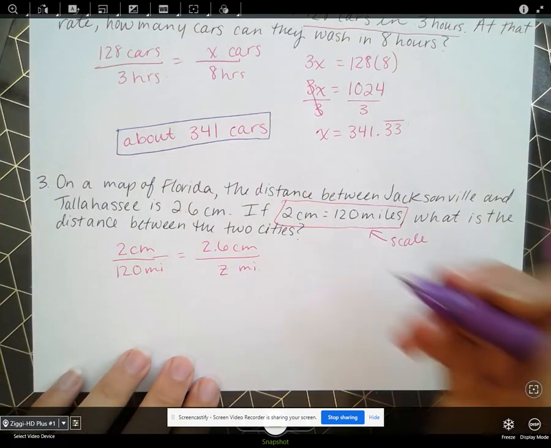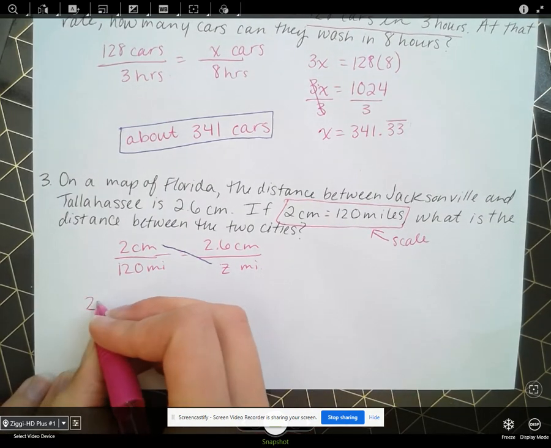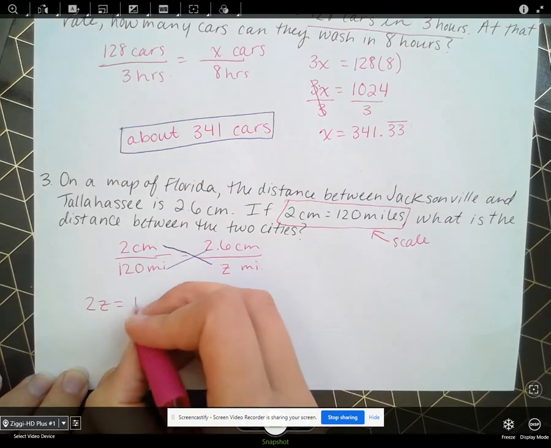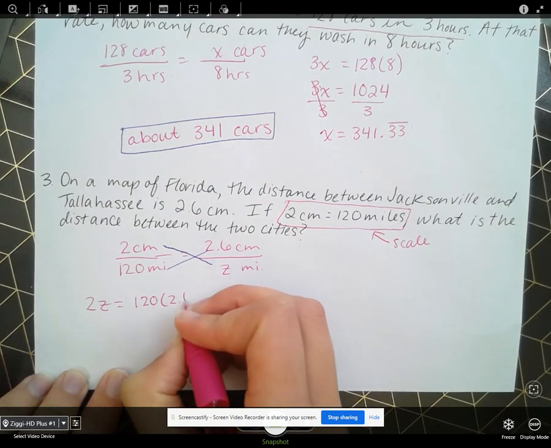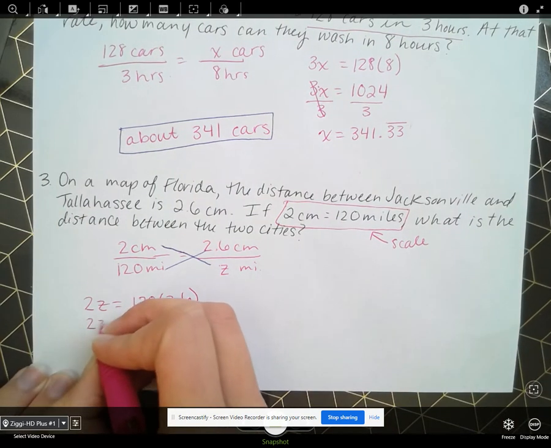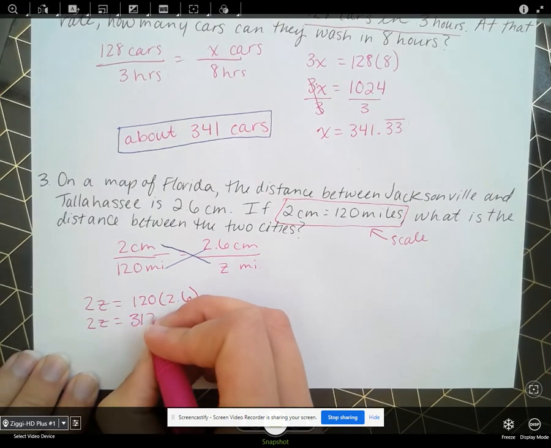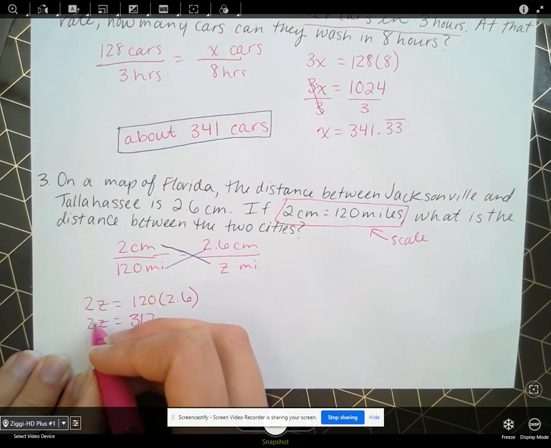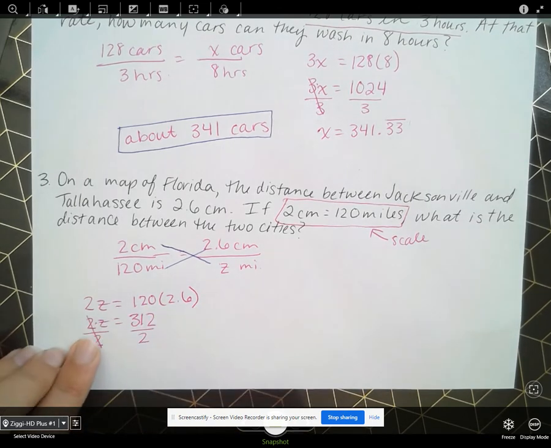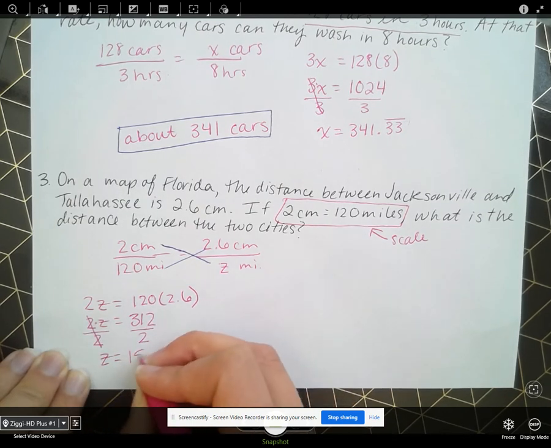Again, we're going to do cross products. 2 times z equals 120 times 2.6. All right. So keep the 2z. I'm not going to touch that quite yet. 120 times 2.6 is 312. Undo the multiplication by 2 by dividing by 2 and do it on both sides. Those 2's will cancel, and I'm left with z. 312 divided by 2 is 156.